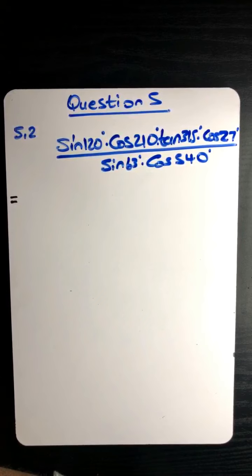So we're going to reduce the 120, 210, 315, and 540. The ones for 27 and 63, we don't reduce because I see the special angles.